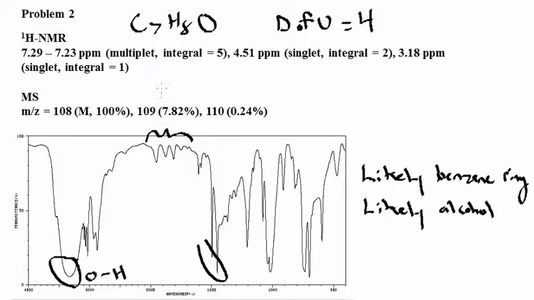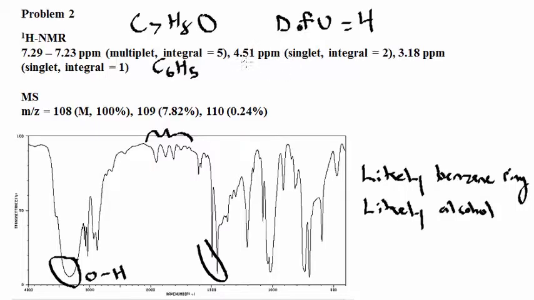So let's look at the HNMR data now. Just like in the previous problem, we have this multiplet of integral 5 in the same chemical shift region as before, and so likely this is attributed to the phenyl group, C6H5, the hydrogens for that group.